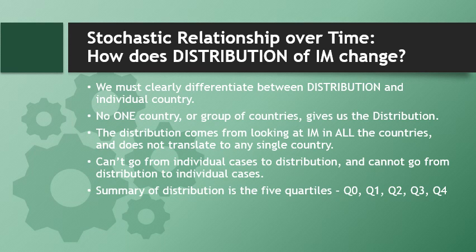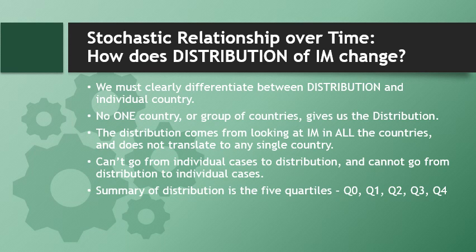It is important to clearly differentiate between the distribution and the individual countries. The data for any group of countries doesn't give us the distribution. Distribution comes from looking at the infant mortality in all of the countries together. The distribution will not give us information about any single country. We cannot go from individual cases to the distribution and cannot go from the distribution to individual cases.